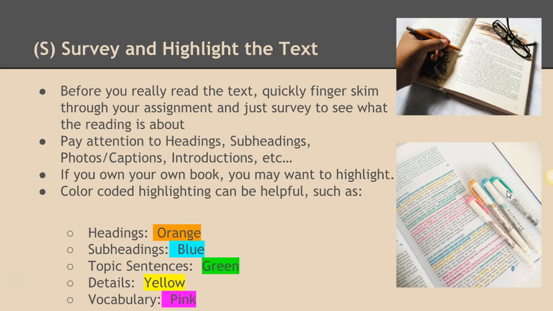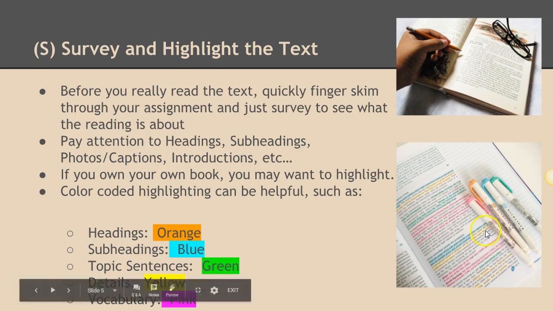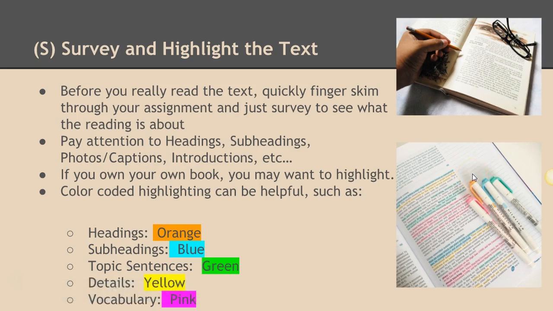A key to many readings is topic sentences. You might choose to put those in green. I generally choose yellow, the softest color, to highlight small details in the book. And you can even use pink to highlight vocabulary words. It's up to you, but those are some suggestions. However, remember, don't highlight unless you own your book.